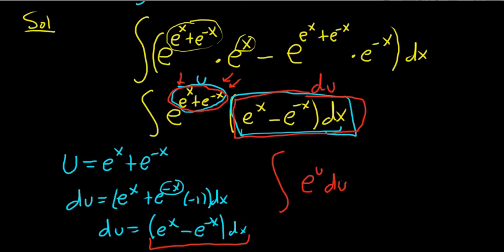Works out beautifully. The integral of e to the u is e to the u, so we get e to the u plus c. And the last step is just to replace u with what it is. So it's e to the x plus e to the negative x plus c.